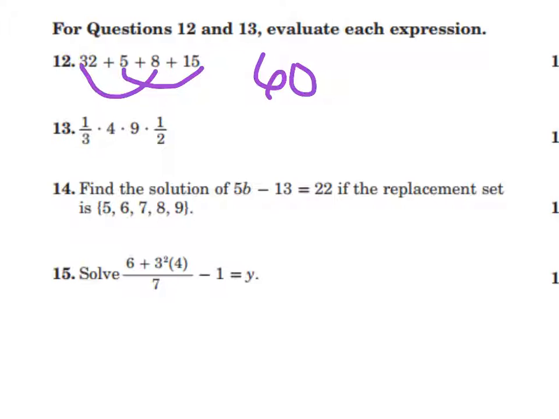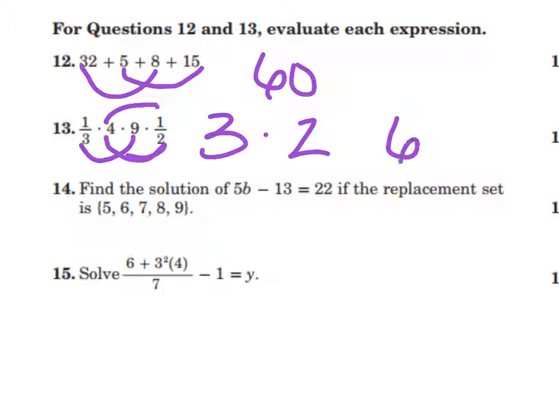Now again, they're looking in 13 at things that go together well. Now I know that half of 4 is 2, and a third of 9 would be 3. That's the same as 9 divided by 3, and that's 3. So I have 3 times. Now these are all times. So 3 times 2, I should have an answer of 6.